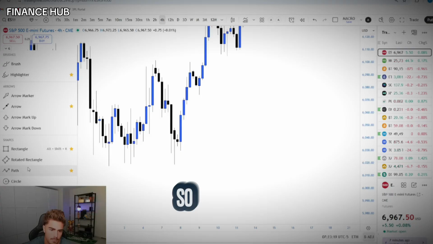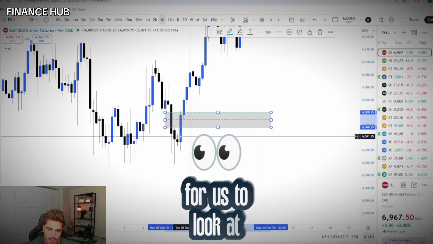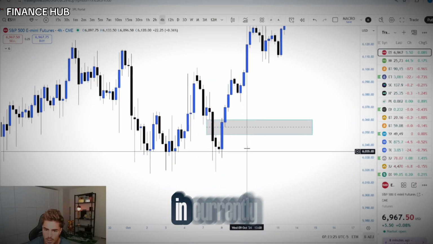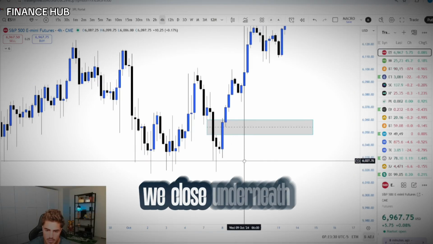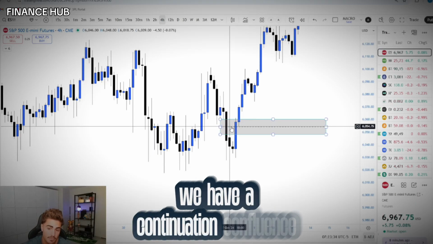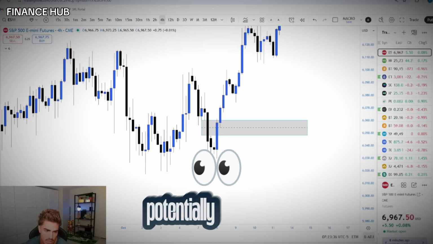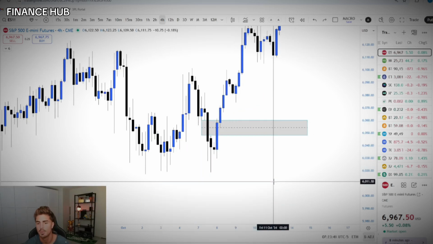So this isn't an example of a stack, but this is a good example for us to look at. So right here, what are we in currently? We're in a downtrend. We have a high, we have a low, lower high, lower low. We close underneath the most recent low. We're in a downtrend, right? What do we have right here? We have a continuation confluence, at least, that we could be potentially looking at for price to come in, fill, and push lower, right? But what happens?